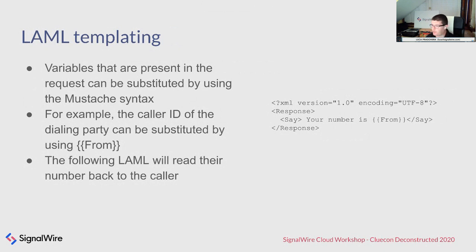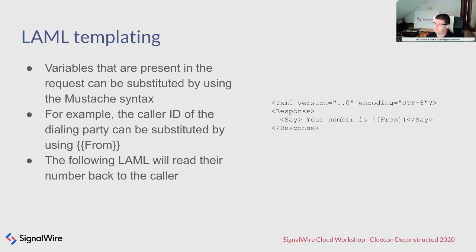Okay, so going back to LAML templating, variables that are present in the request can be substituted by using the Mustache syntax, which is just a simple double brace. So, for example, the LAML you're seeing on the screen will read the number back to the caller. So the caller went here. Your number is +144, blah blah blah. In the documentation you'll see that we list all parameters that are included in a request, and you can use all of them in a LAML templating request. We use that just in a bit.